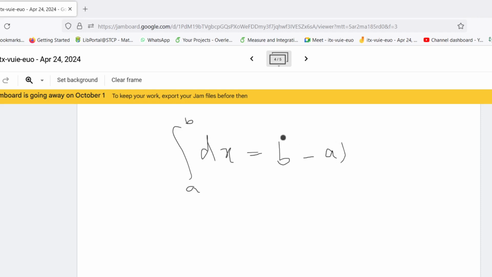b minus a എന്ന് പറഞ്ഞാൽ എന്താ? What is this? b minus a is the length of the interval. Okay, length of the interval ab എന്ന് പറയുന്ന ഈ ഇന്റർവെലിന്റെ ലെങ്ത് ആണ് b minus a. So this is nothing but length of the interval ab. Okay, open ആവാം closed ആവാം. So similarly this is nothing but the measure of the interval ab.